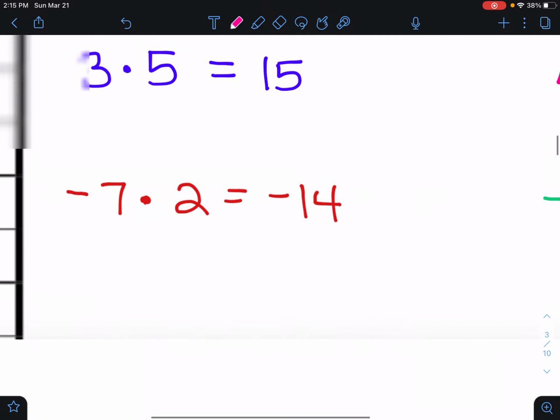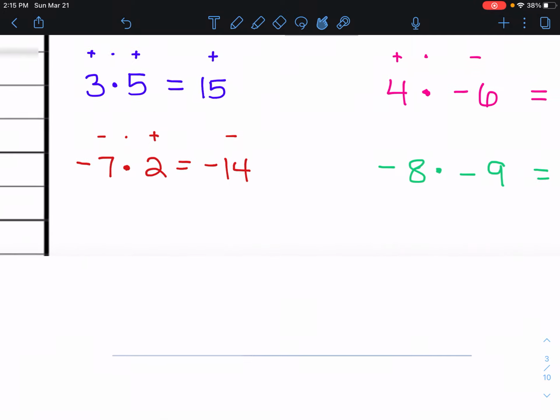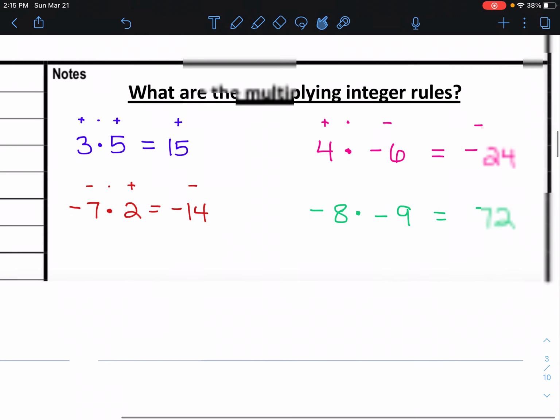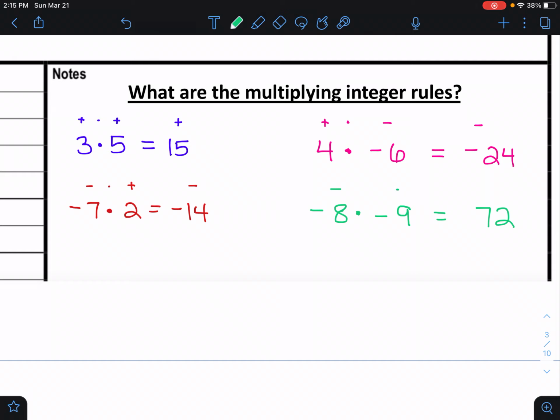And all right, how about this one? If I multiply negative 7 times 2, so a negative times a positive, I also get a negative number. And then finally, if I multiply a negative times a negative, I get a positive. Okay, so these are our rules.